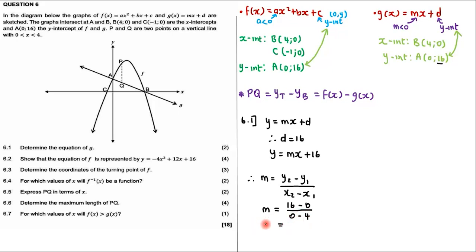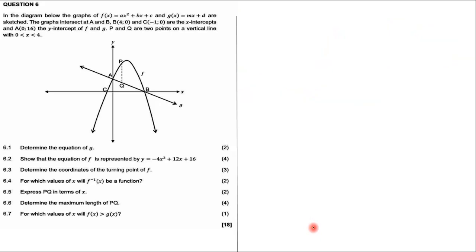And then we can press that on your calculator. When you press this on your calculator, you should get negative 4. Therefore, y equals negative 4x plus 16. Now that is your equation for g. So I'm going to write g there: y equals minus 4x plus 16. All right, so now let's go ahead and look into the second question.